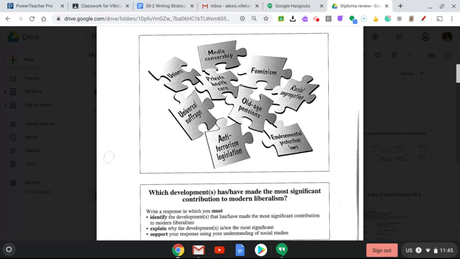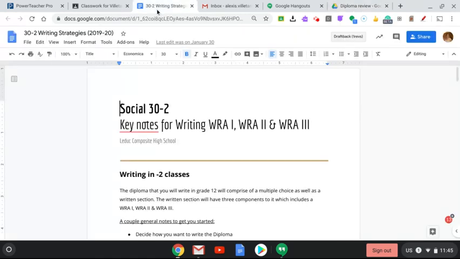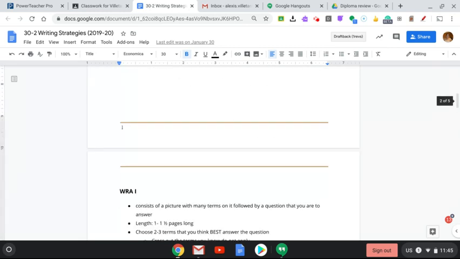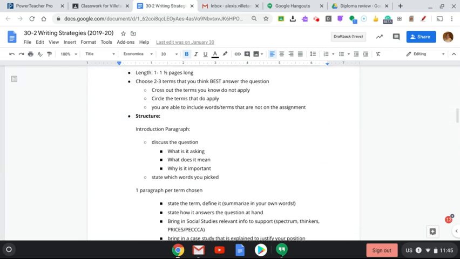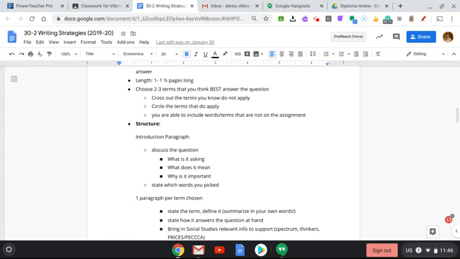Here's how the format is going to work. Now, keep this idea of this picture in your head. If I go back to our how-to guide that you'll have and can be provided to you from your teacher, whether you're in grade 10 or grade 11, the structure is the exact same. The first thing you are going to do is exactly what I just said, pick some terms and look at the question so that you know what you're going to be writing about.